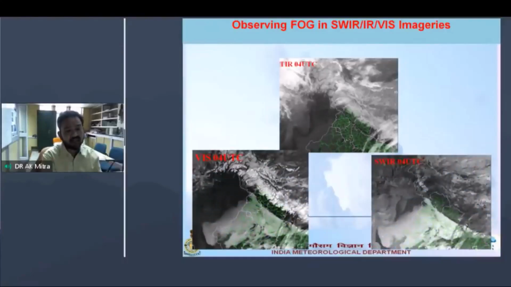The imagery can depict that, if you can see here, that is a valley fog. And valley fog could not be seen in a TIR. And in visible also, valley fog could not be seen, although visible is a very well capture of your Pakistan to your northwest region, very well captured, but valley fog could not be captured. But here the SWIR channel played a very important role.